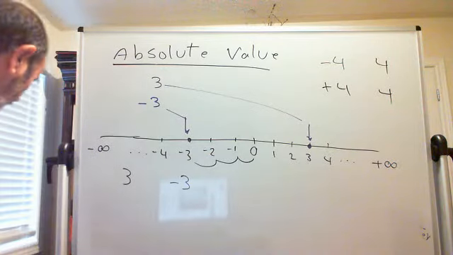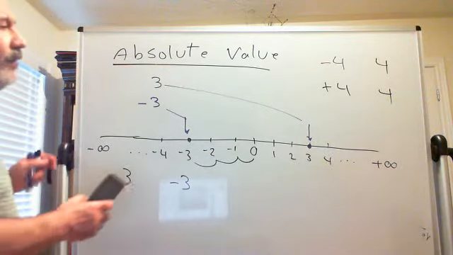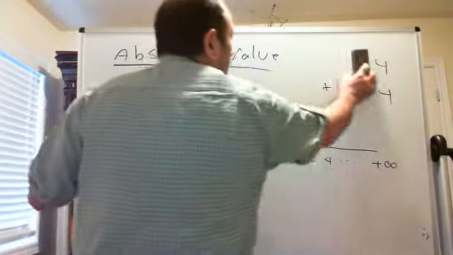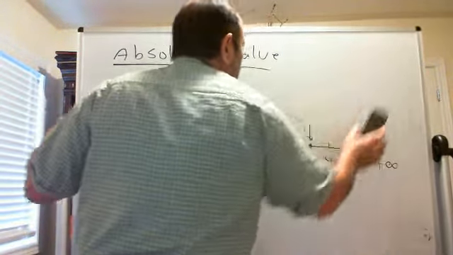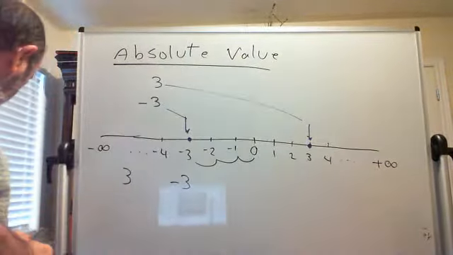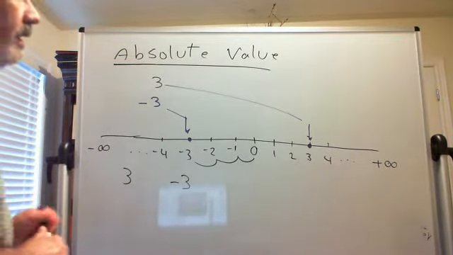How do we show absolute value? For showing absolute value, we just use two vertical bars. These two vertical bars.